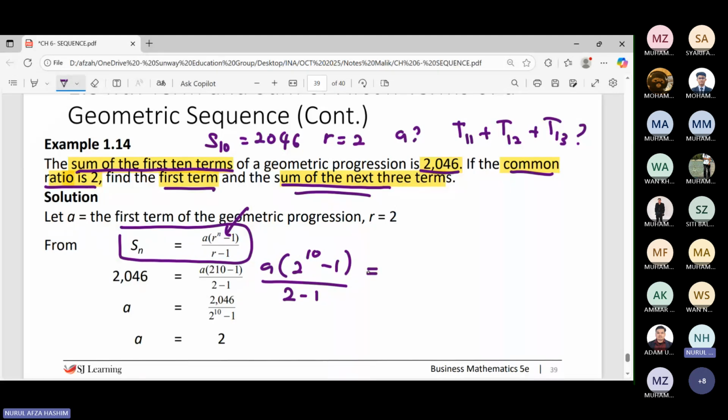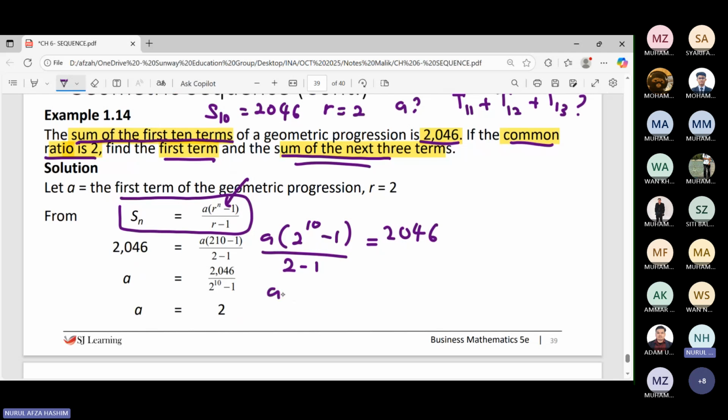It equals 2046. And then here gonna be 2 power of 10 minus 1. How much gonna be here? 2 power of 10 is 1024. It's gonna be 1023. It equals 2046. So A, we just divide 2046 by 1023. This is how you get your 2 here.